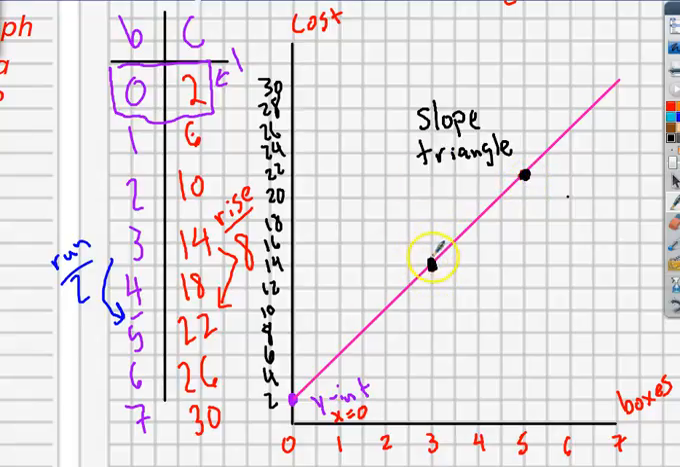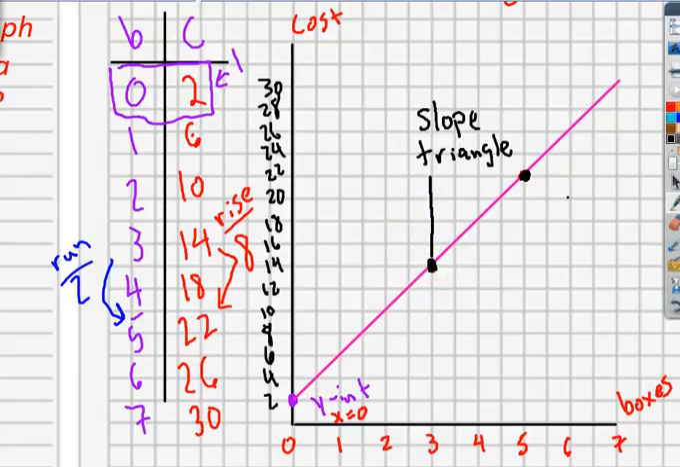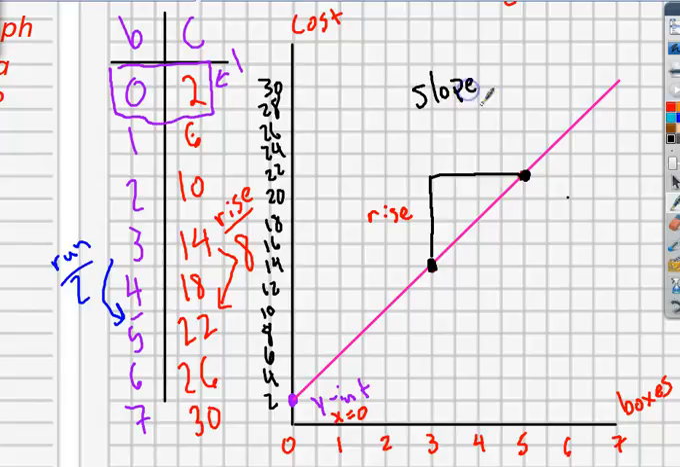I go straight up from the first point, and I label that the rise because it's going up and down. And then I'm going to go straight sideways and label that the run because it's going from side to side. And this is called a slope triangle.